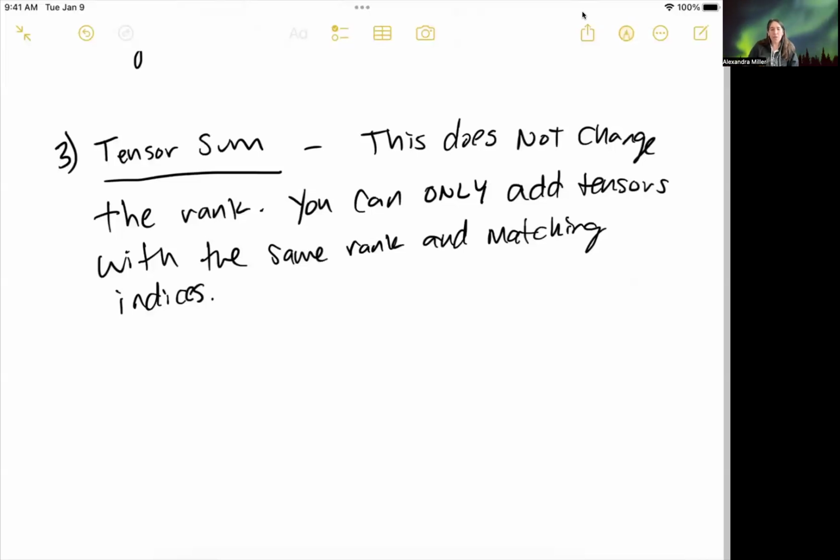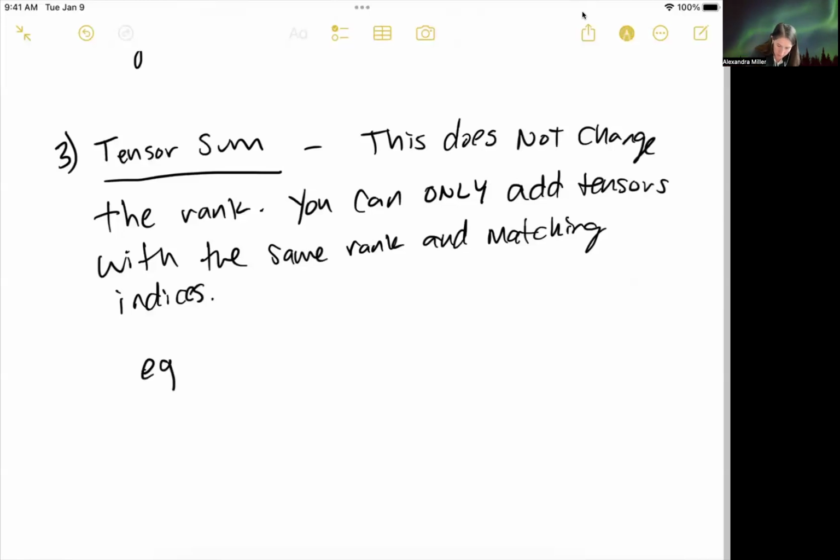And there are a couple of rules. You can only add tensors with the same rank and matching indices. And what does this mean? Remember, a rank 1 object is like a 4-vector. A rank 2 tensor you can think of as like a matrix. You can't add a vector to a matrix. That's not a mathematical operation that's allowed. That's really what I'm saying by you have to have the same rank. So I can add 2 vectors together, or I could add 2 matrices together, but adding a vector to a matrix isn't something that we can do.